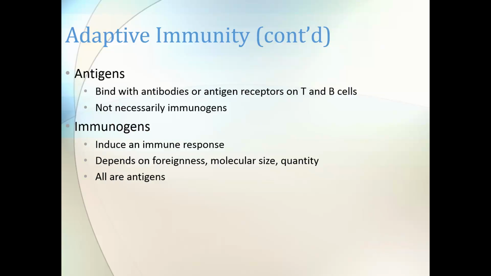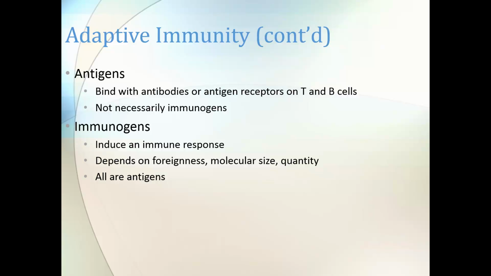All right, some other terms. Antigens, as I mentioned, are the bad guys. They bind with the antibodies or the antigen receptors on the T and B cells. And then immunogens. Immunogens are the antigens that actually induce an immune response. So that being said, immunogens, all of them are antigens. But antigens aren't necessarily immunogens.